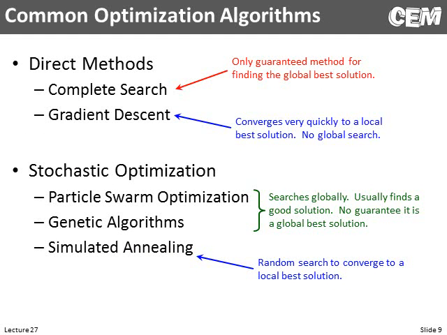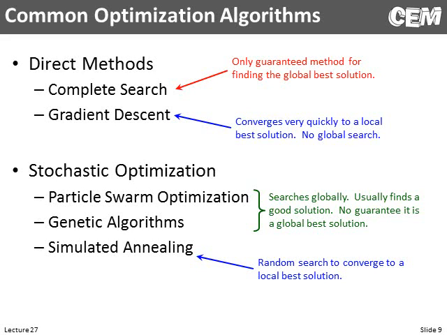Here are what I think are the most common optimization algorithms, and I have them divided into two groups. One is direct methods, where there's nothing random about it. We just somehow jump in and go straight to a best solution. Then there's the stochastic optimizations, which build in randomness, which tend to have a much better ability to search the entire solution space, whereas the direct methods will focus in immediately on a local best. Except for the complete search, which I put under a direct method. This usually is not a practical thing to do.